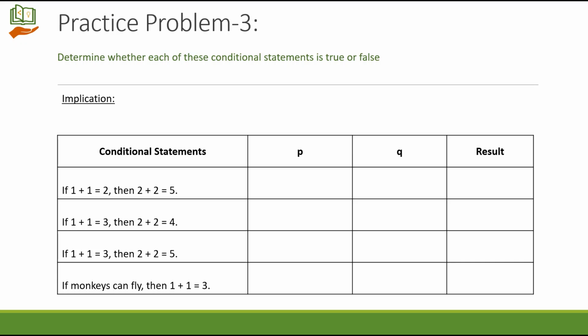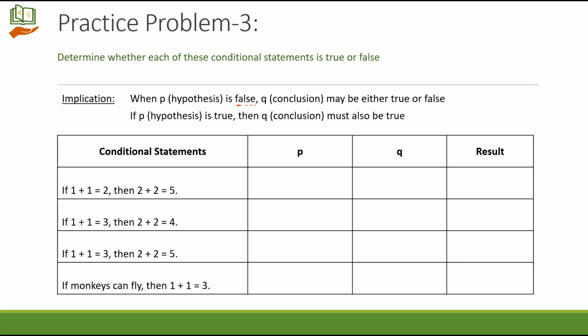What does the implication operator mean? When P, the hypothesis, is false, Q, the conclusion, may be true or false. If the hypothesis is true, then the conclusion must also be true. So here we know if P is false, Q can either be true or false. But once we know P is equal to true, definitely Q must also be true.